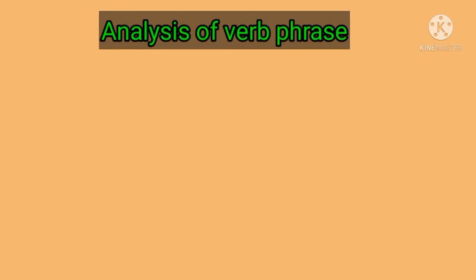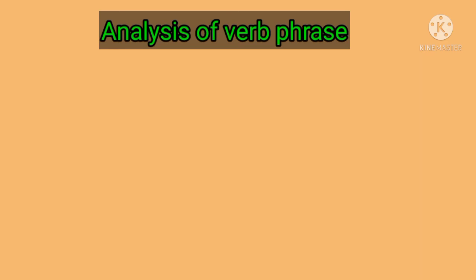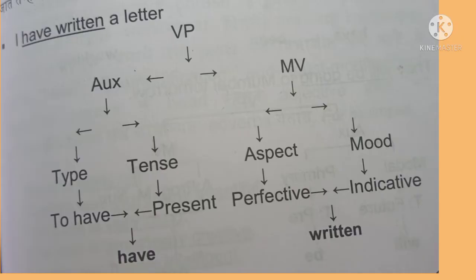We know that verb has tense, aspect and mood, that is present tense, past tense or future tense. Aspects are progressive aspect or perfective aspect, and moods can be indicative, subjunctive or imperative. These aspects and moods are also reflected in the analysis of the verb phrase. Have a look at this example. In this example, the verb phrase have written is analyzed in terms of auxiliary verbs and main verbs, and then its tense, aspect and mood is indicated in the analysis.